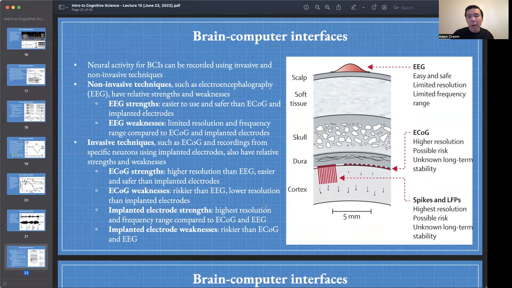And then finally, we have implanted electrodes. We can implant electrodes all the way down in the brain. The strength is that this provides the highest resolution and frequency range compared to ECoG and EEG. But clearly, there are risks to this approach as well, like safety risks. So there are strengths and limitations for each approach, and it's important to consider this as we think about the particular individual that we want to assist with BCIs.